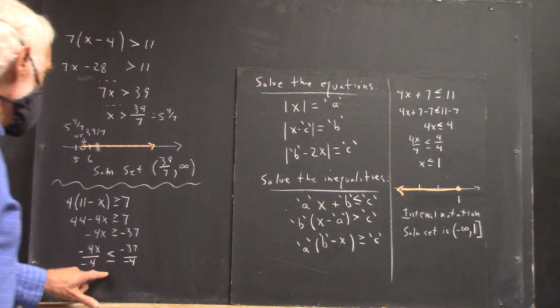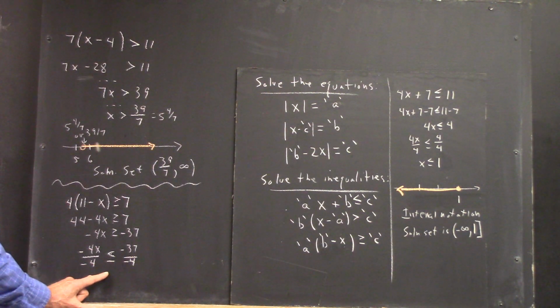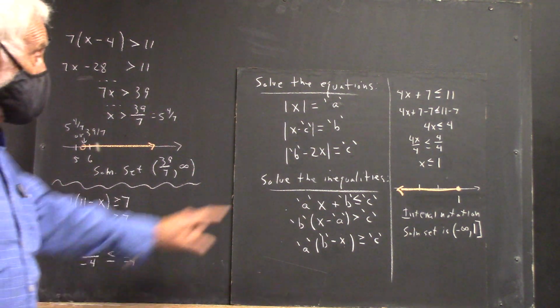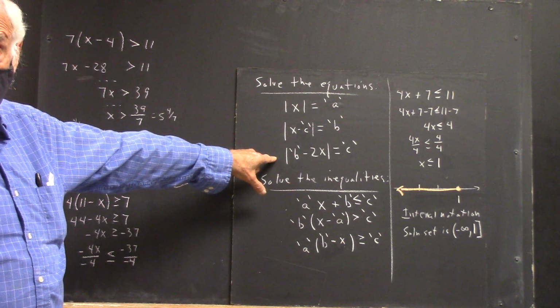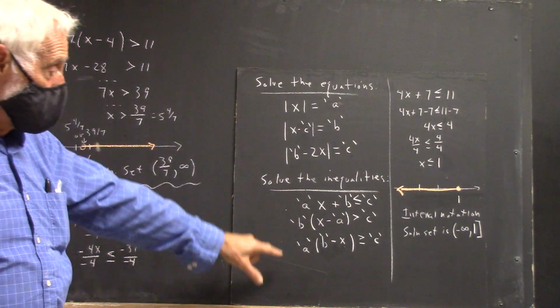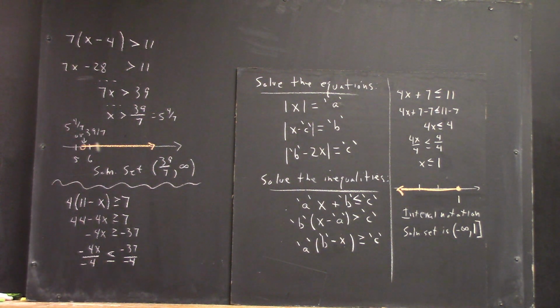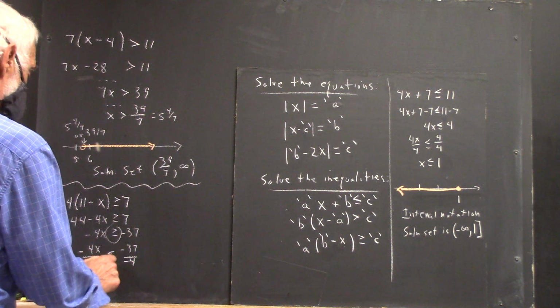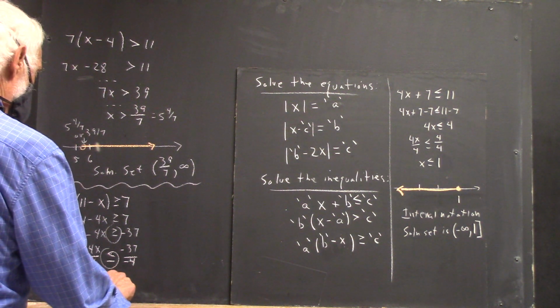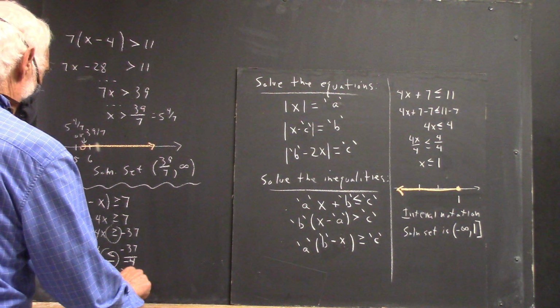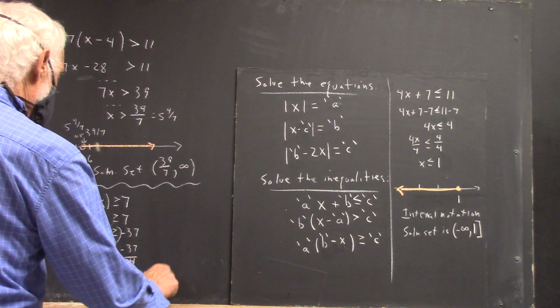Okay, well, anyhow. So, you know, two things you really need to know here, two key things. You need to split absolute value quantities into two equations, okay? And when you multiply by a negative or divide by a negative, you've got to reverse the inequality. Of course, now you get x is less than or equal to negative 37 over 4, which is negative 9 1/4.